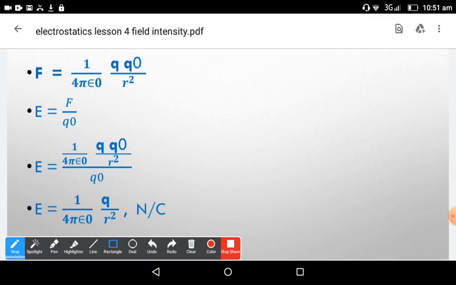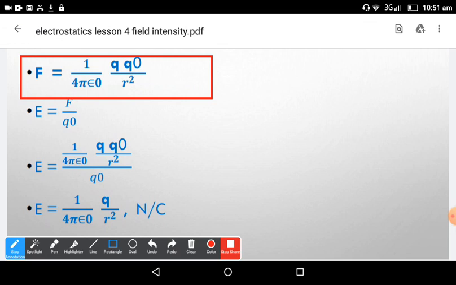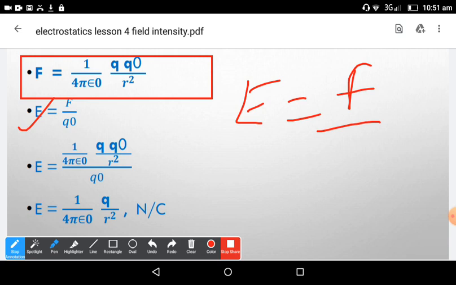We have calculated the force. So this is the force, 1 by 4 pi epsilon naught Q Q naught by R square, and this is the intensity of electric field. What is that? E equals F divided by which charge should be taken? Force by charge. What charge? Either Q or Q naught. Should we consider Q or Q naught? But Q has the electric field. We are calculating the electric field of Q.